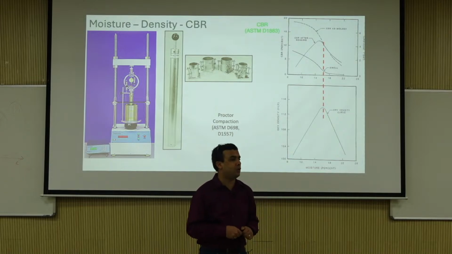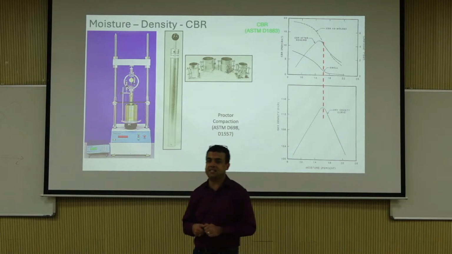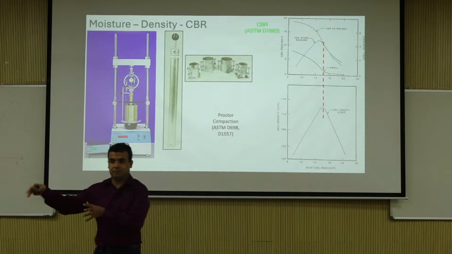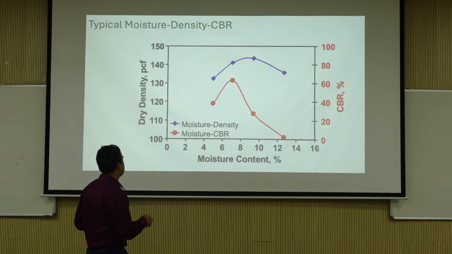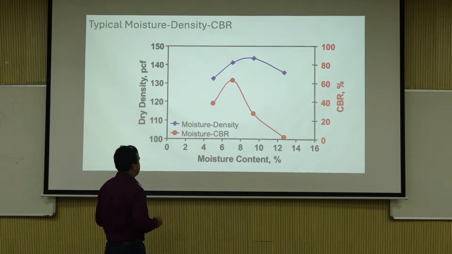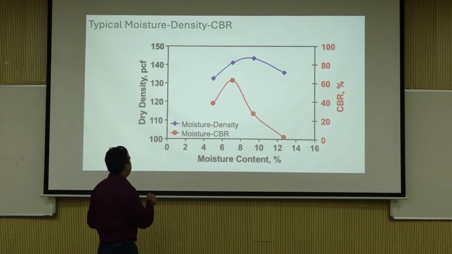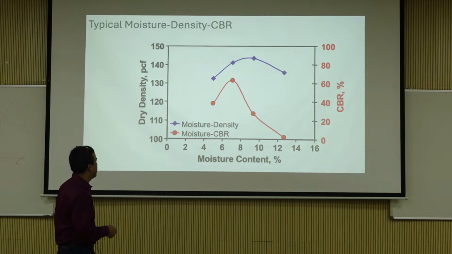I actually don't know of many agencies in the US who do actually soaked CBR. Unsoaked is a lot faster, and it gives you some value. So this is just another test result. This is a typical way of presenting. You do a density and the CBR on the second plot. And as I said, the CBR peaks on the left side of the OMC for a compaction.